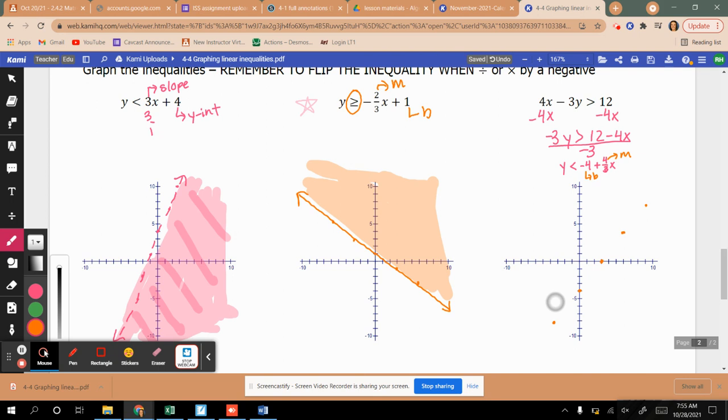Y is less than. Is that going to be solid or striped? Good, striped. So go ahead and make your striped line or dotted line, however you want to say that, as long as it is not a solid line. And it is less than, so we are going to go ahead and take that transparency down and make that bigger. Less than, we're shading above or below? Below.